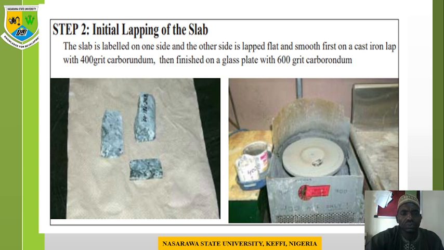Step 2 is initial lapping of the slab. The slab is leveled on one side and the other side is lapped flat and smooth, first on a cast iron lap with 400 grit carborundum, then finished on a glass plate with 600 grit carborundum.